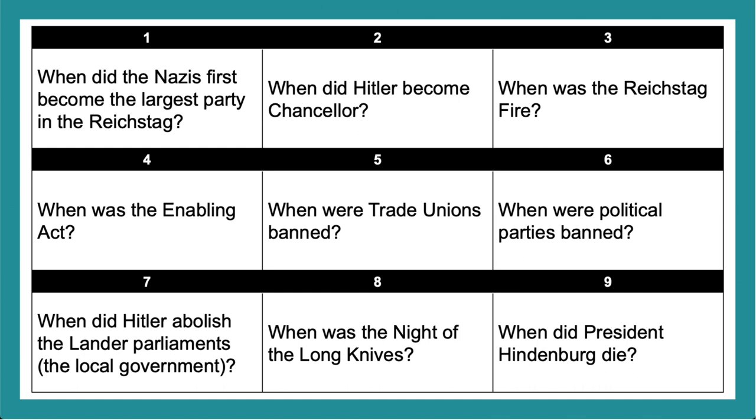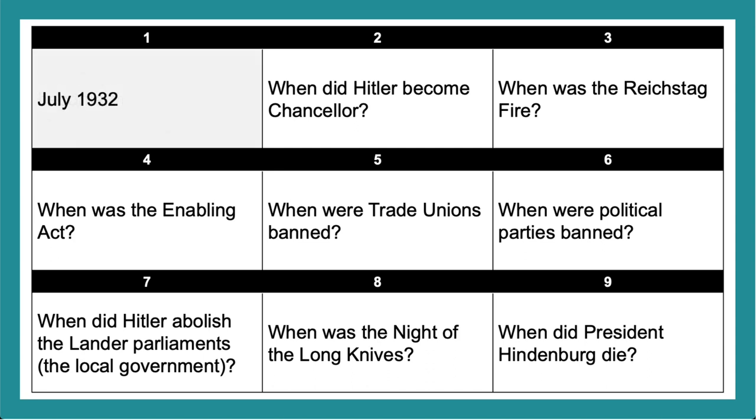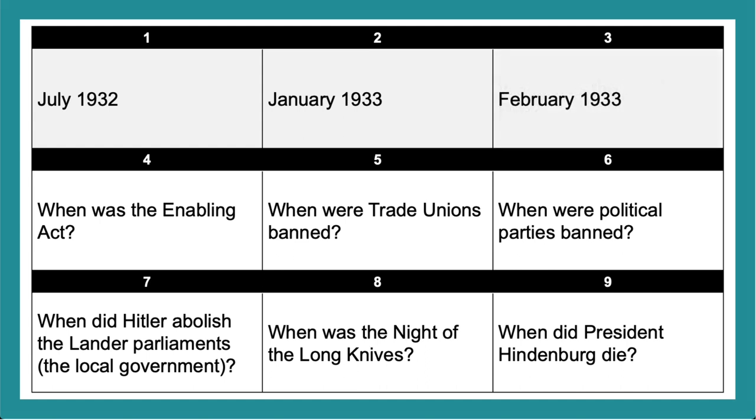Very good. Brilliant. Well done. Shall we have a quick look through then, please? So the Nazis became the largest party in the Reichstag in July 32, when they had that election. And we looked at that last time around in Hitler's role in becoming Chancellor. Obviously, Duncan covered that first task. Hitler becomes Chancellor in January 1933. The Reichstag fire then is a month later, February 33.